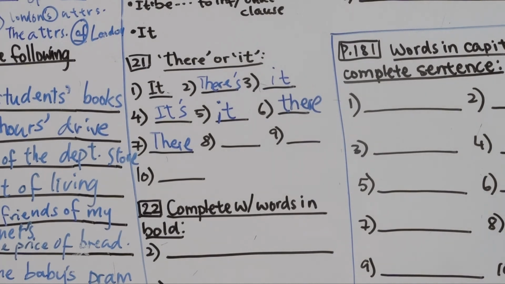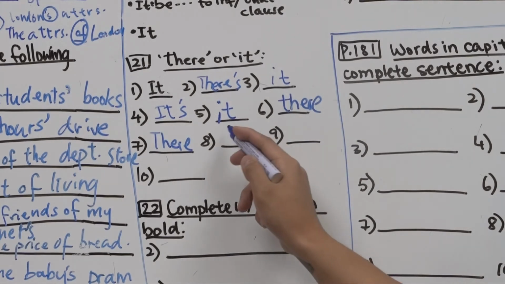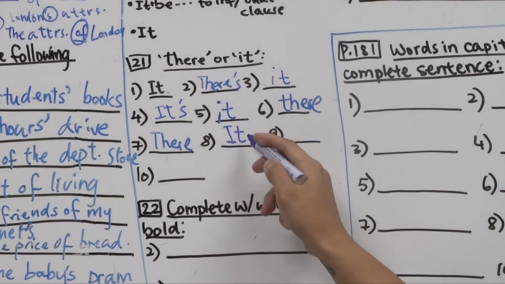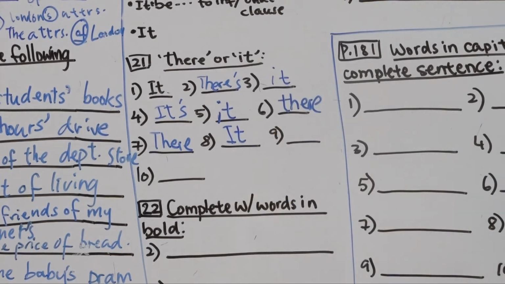Number 8, okay? Blank is my privilege to introduce our distinguished guest speaker. So this one is, right? So what do you think? There is my privilege. It is my privilege. Right, it is my privilege. Again, we are identifying, right? Introducing, giving the identity of something.